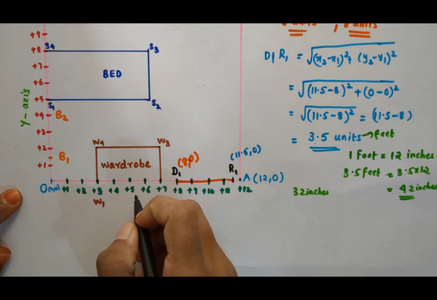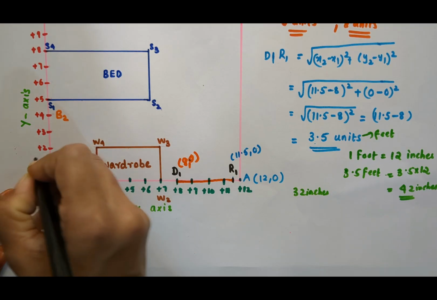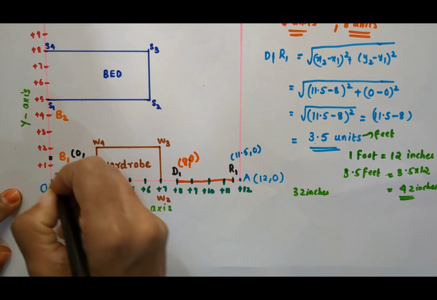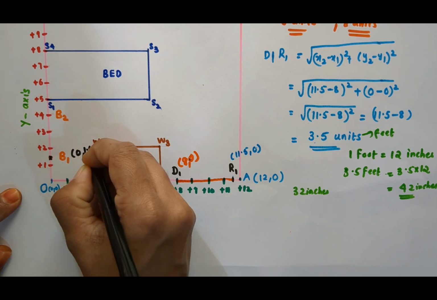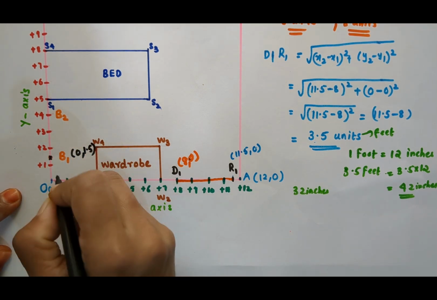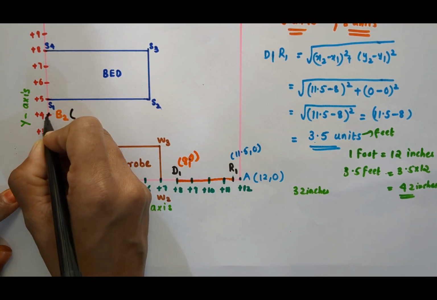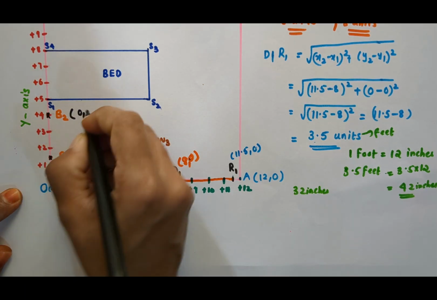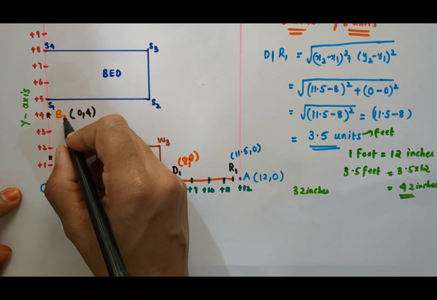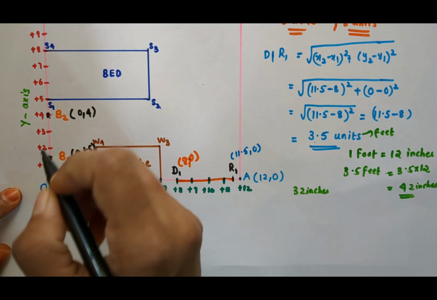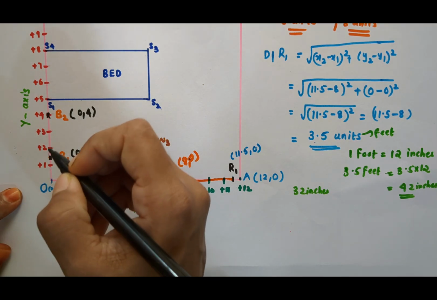Now the next question. B1's coordinate is given as x value 0, because B1 is lying on the y axis. The y coordinate is lying in the middle of 1 and 2, so this is actually 1.5. So the coordinates of B1 are (0, 1.5). And B2 is also lying on the y axis, so the x coordinate is 0 and the y coordinate is 4. If B1 and B2 represent the ends of the bathroom door, is the bathroom door narrower or wider than the room door?